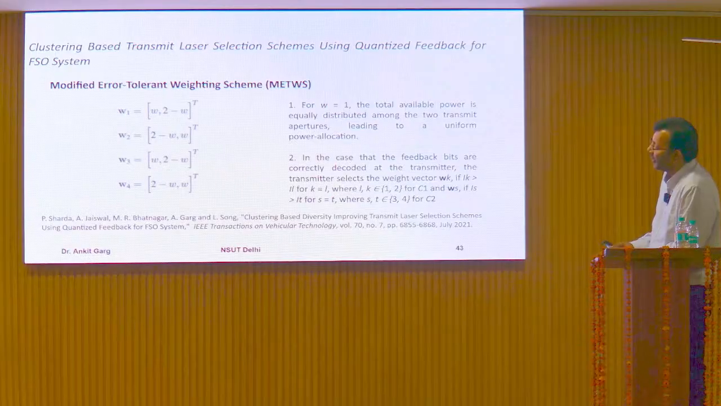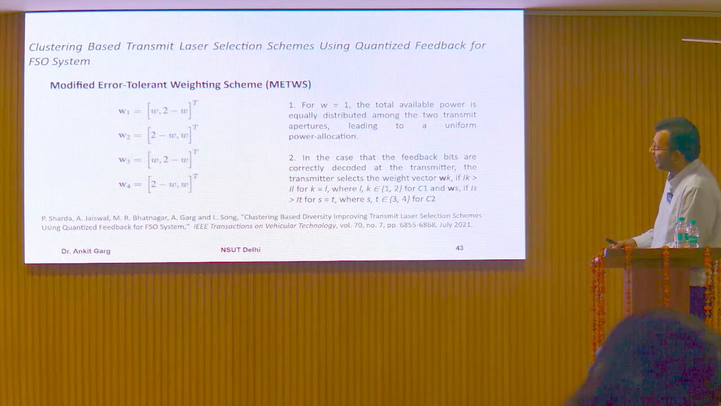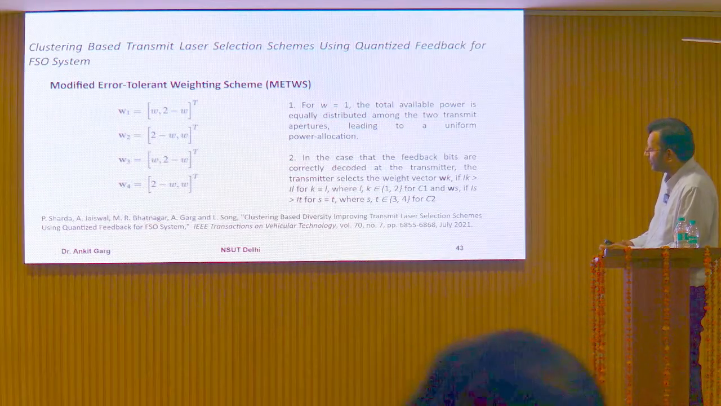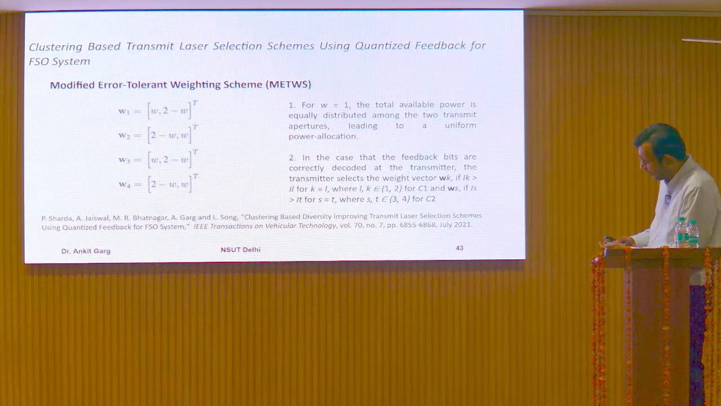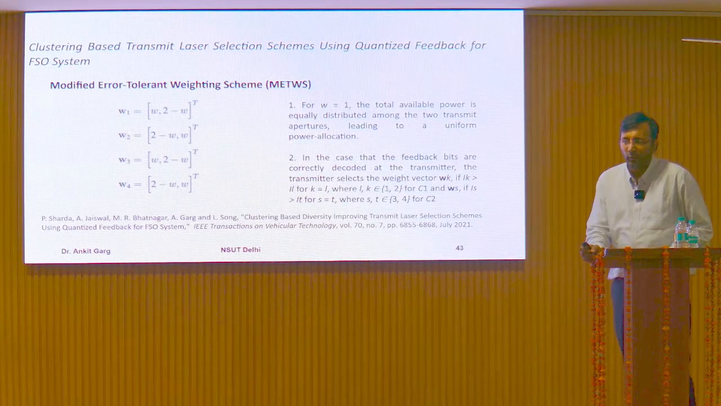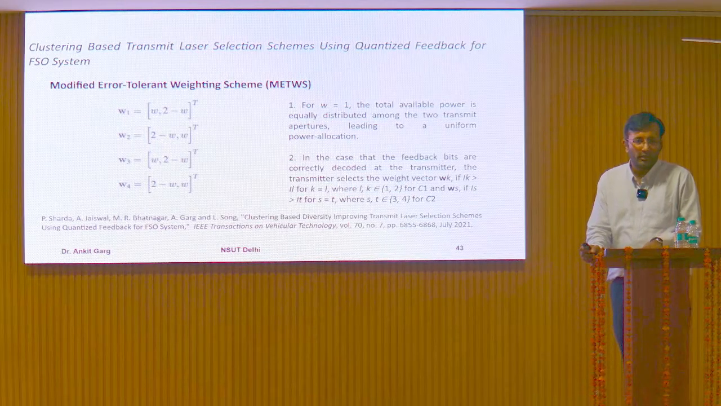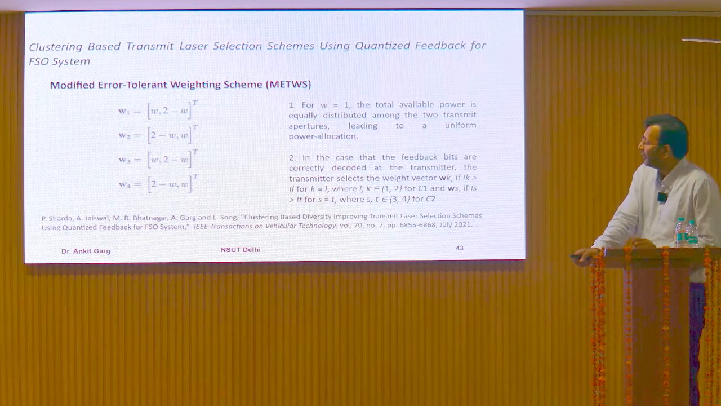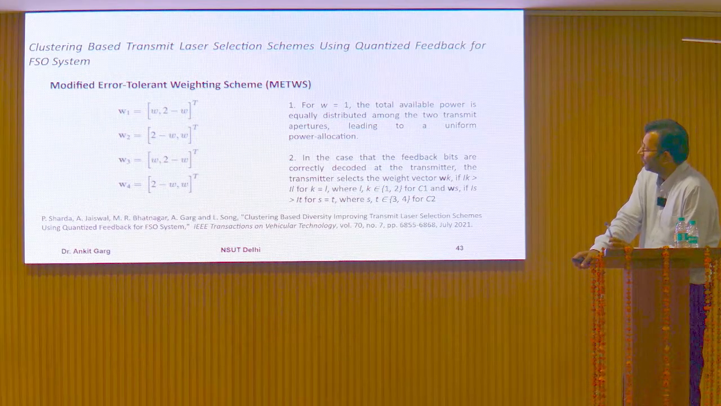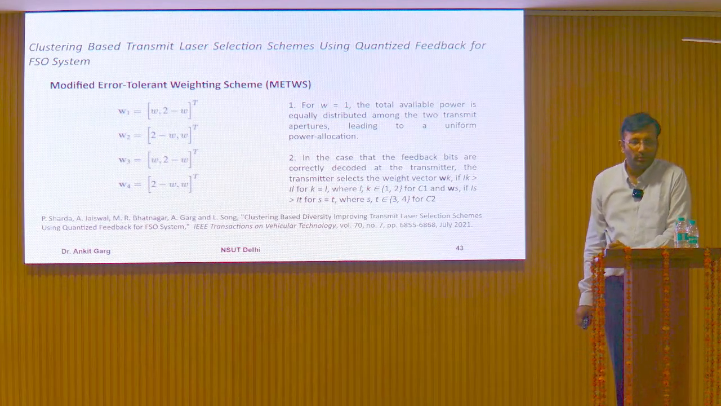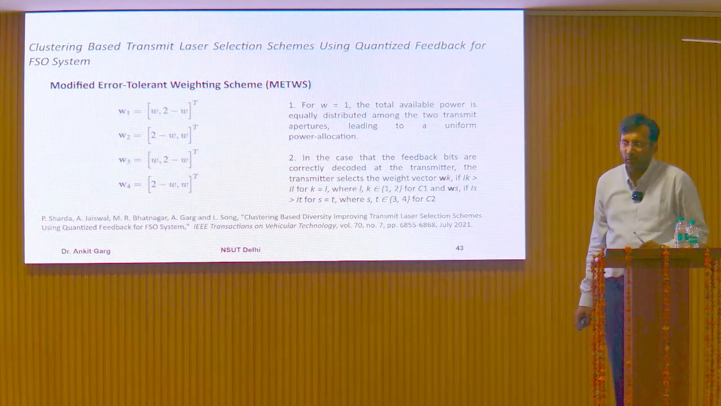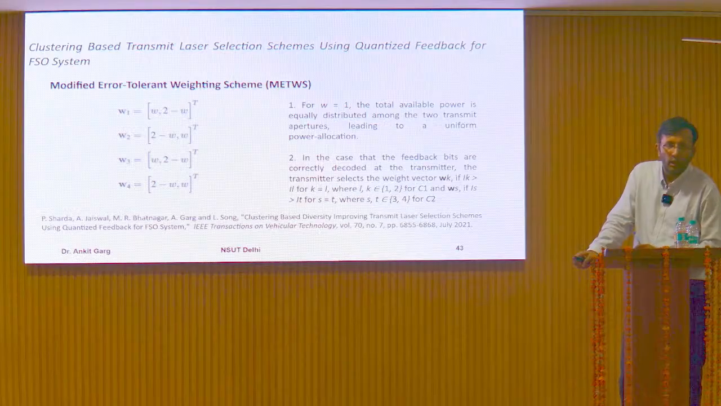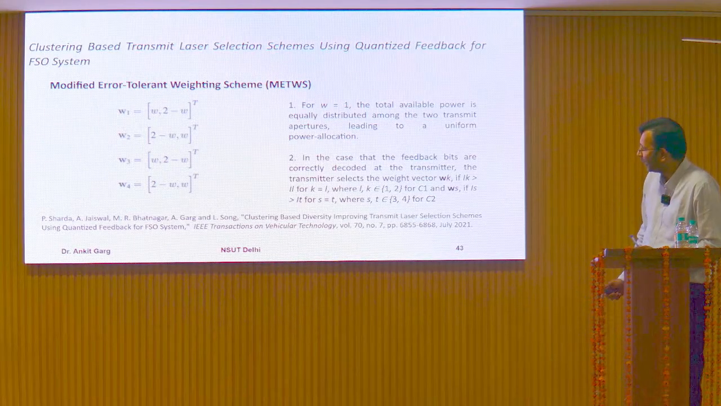So before moving towards the result section of this article, we modified that error tolerant scheme accordingly. We considered four weights, since we consider the four transmit laser selection. We have four transmit lasers. We divided them into clusters of two lasers, right? Then we have weights W1, W2, W3, and W4, right? So if we have W equals 1, it means we are giving equal power to both the antennas, right? It's a slightly modified version of the previous one which we have learned for the RF communication scenario, right?